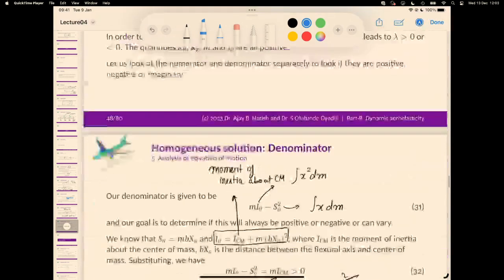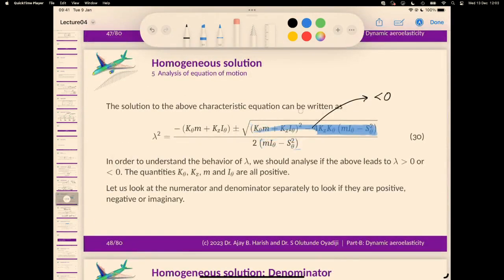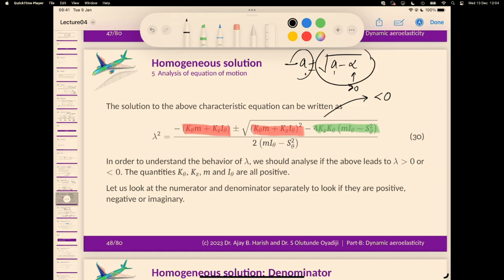And we also know that, if we go back to our numerator, let me just erase this here. So this term here and this term here are the same, right? If I call this a, that is nothing but square root of a square, right? So both of them are same. So now if the other term, 4 kz k theta, divided by m into I theta minus s theta square, is positive, then that means that this is always negative, right? Because I'm taking something equivalent to a square minus some alpha. If this is positive, greater than zero, and these are equal, then the square root has to be less than a, right? So a is always greater than the square root of a square minus alpha. Can I say that? Right?